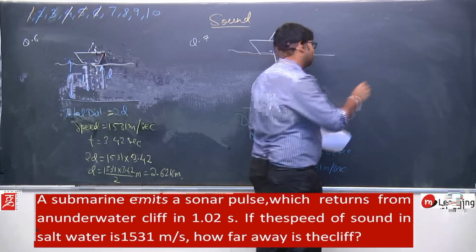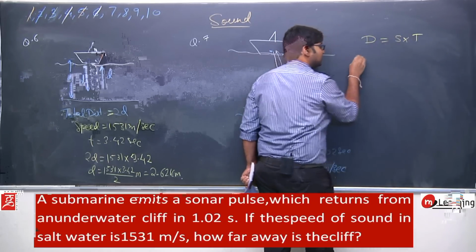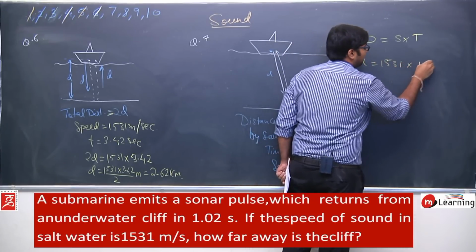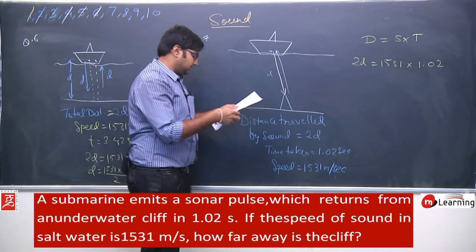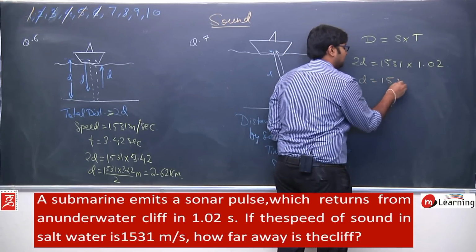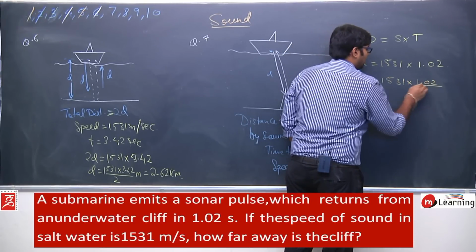So we have to calculate the distance. Distance equals speed into time. Distance is 2d, speed is 1531 into time period is 1.02. This is how we need to see it, and this will come out to be d equals 1531 into 1.02 upon 2.